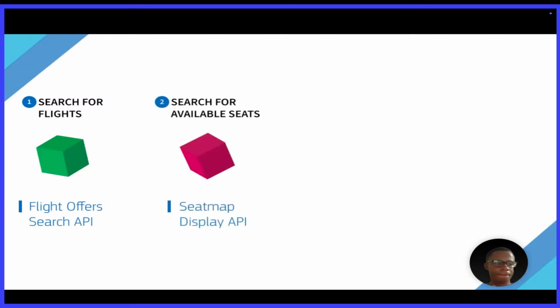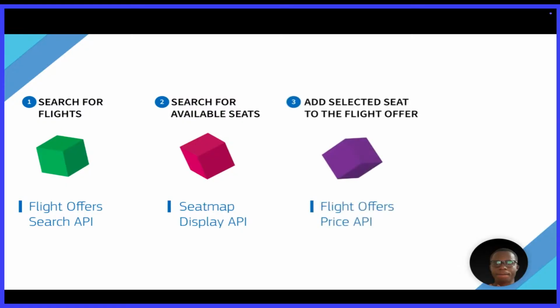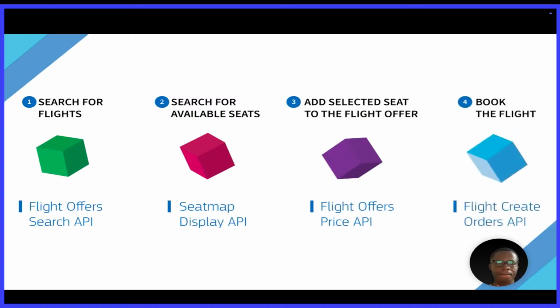And then you pass this flight as input to the SeatMap display API, where you can identify available seats and the price for each of them. Once you choose a specific seat, you are able to add this seat in the flight object that you already have and call the flight offers price API. Now your flight is going to be updated and have the latest information containing the seat that you want to book and also the new price. And then you're able to book this flight by calling the flight create orders API.